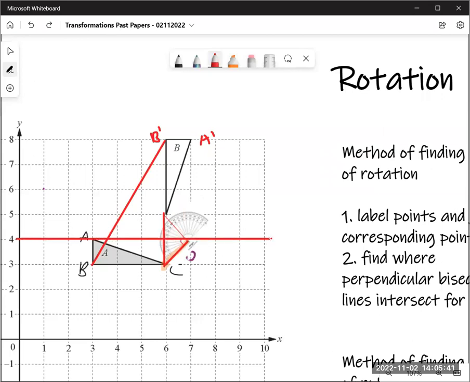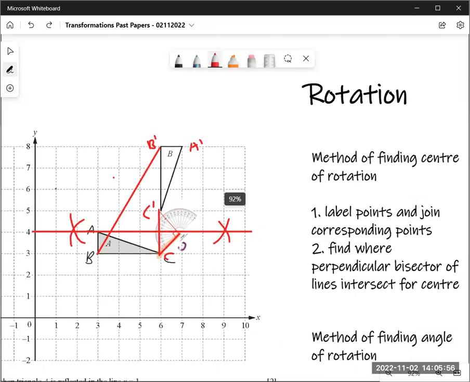These are the perpendicular bisectors. How do I make it? I'll make an arc right here. I'll make an arc right here. And I get the perpendicular bisector of C dash and C. Then to get the perpendicular bisector of B dash and B, I'll do the same thing.